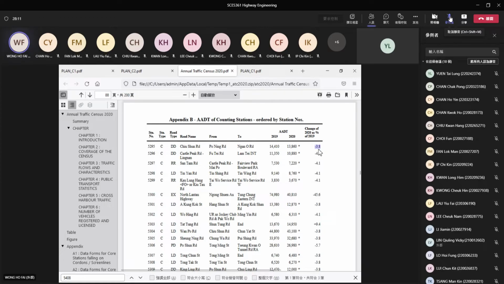So I suggest that you take a look at, because this is the 2020 traffic census. There's another one in 2019, there's another one in 2018, etc., right? So there's a growth rate for each year. I suggest that you take a look at several years' growth rates and take an average of that. So you can estimate the growth rate at that particular road station, okay?